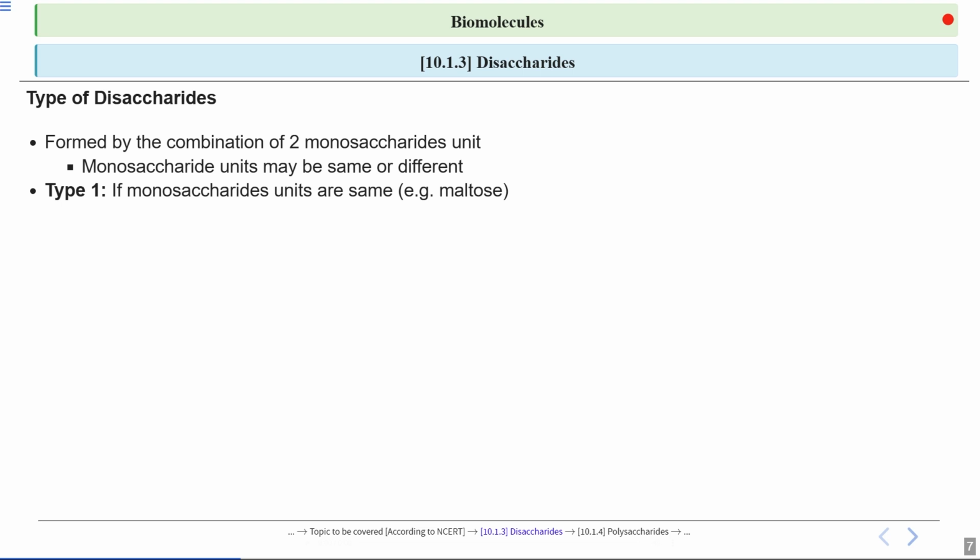First we will specifically talk about type 1. In type 1, the monosaccharide units are the same. For example, maltose. Both monosaccharide units are alpha D glucose. If you look over here, these are two alpha D glucose units which are joined through the glycosidic linkage. So this is the structure of maltose. Both of the monosaccharides are the same, and so we get maltose, which is a disaccharide with the same monosaccharide unit.